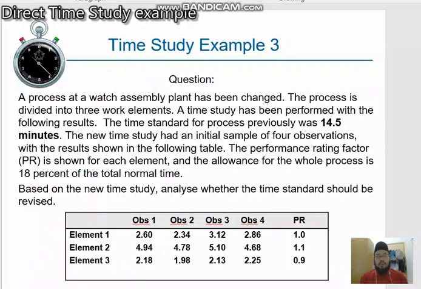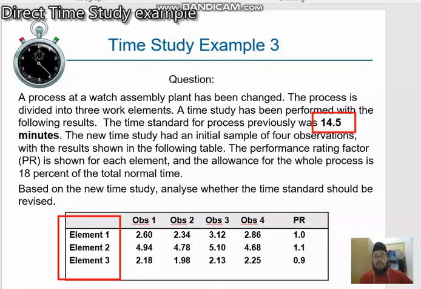Question: A process at a watch assembly plant has been changed. The process is divided into three work elements. So you can see in the table there are three work elements here, element 1 to 3. A time study has been performed with the following results. The time standard for the process previously, in the old method, is 14.5 minutes per watch.